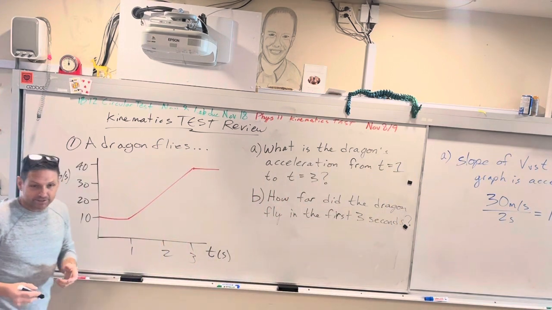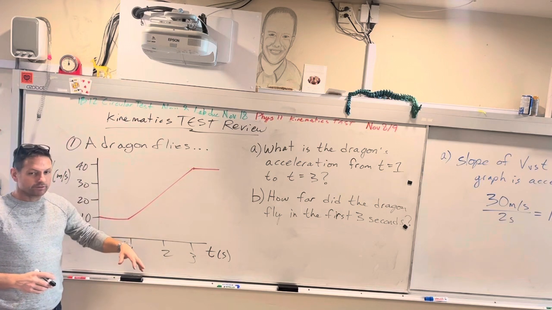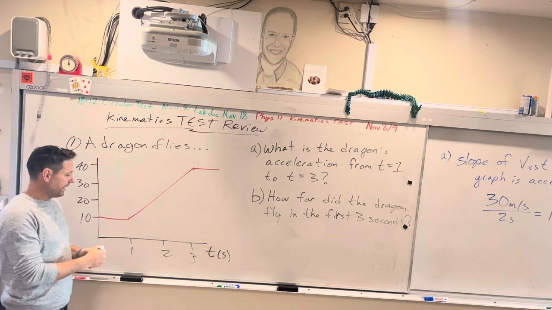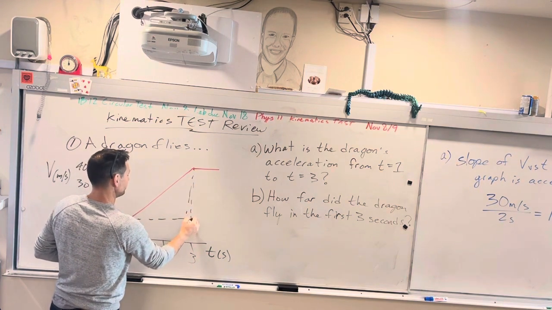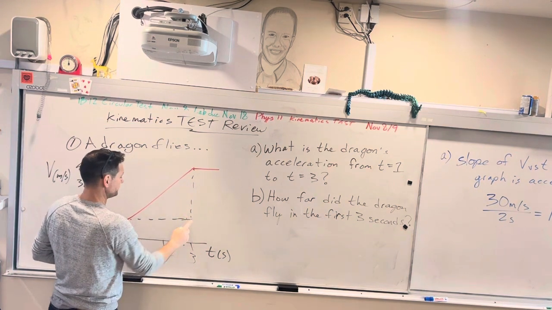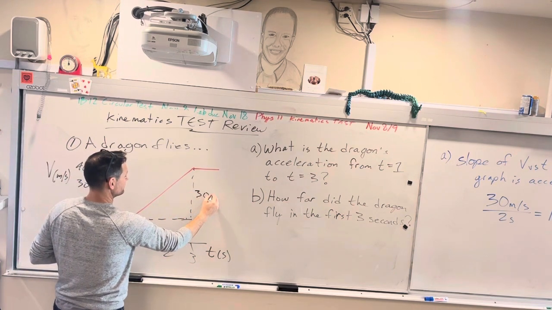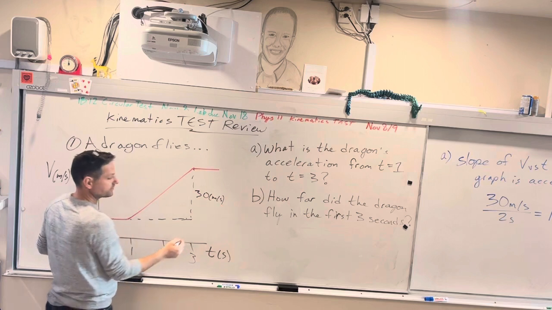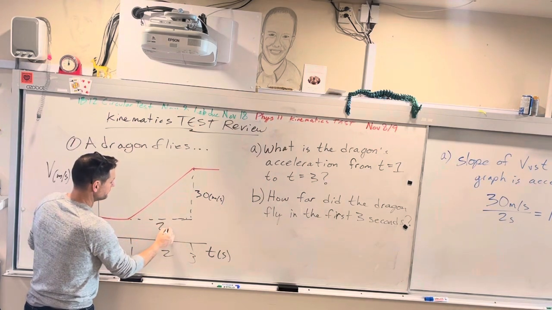And so to find that acceleration, we need to find the change in velocity over the time, which is the slope of the graph. So we take the slope of this line, and we said this is from 10 to 40, so this is a rise of 30 meters per second. So the dragon's flying speed increases 30 meters per second in 2 seconds.